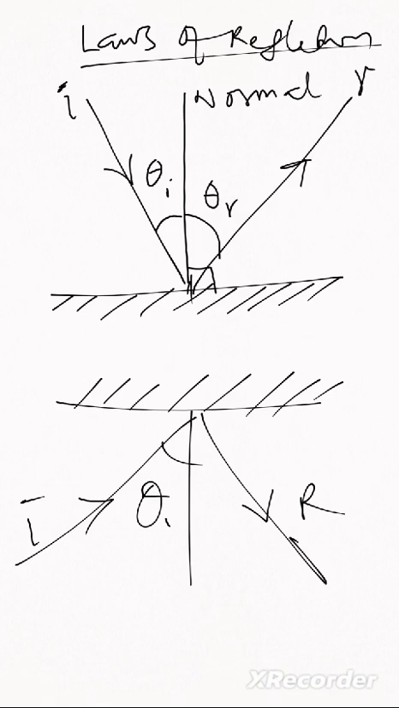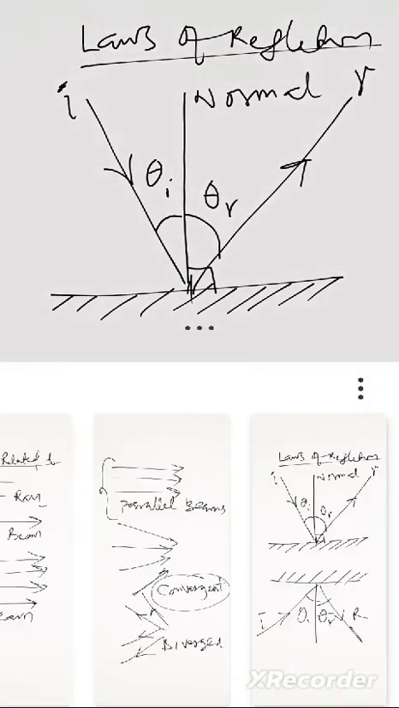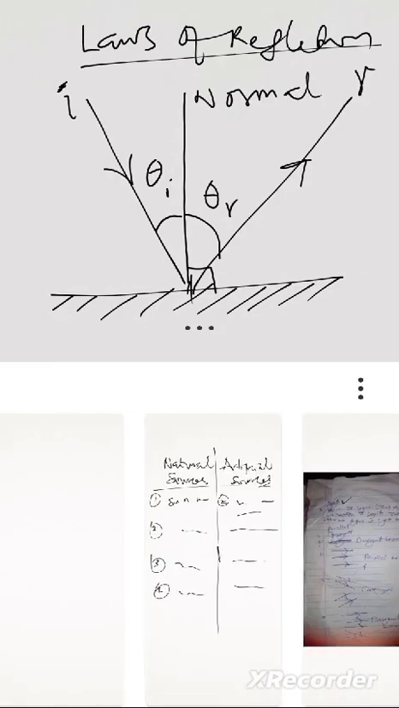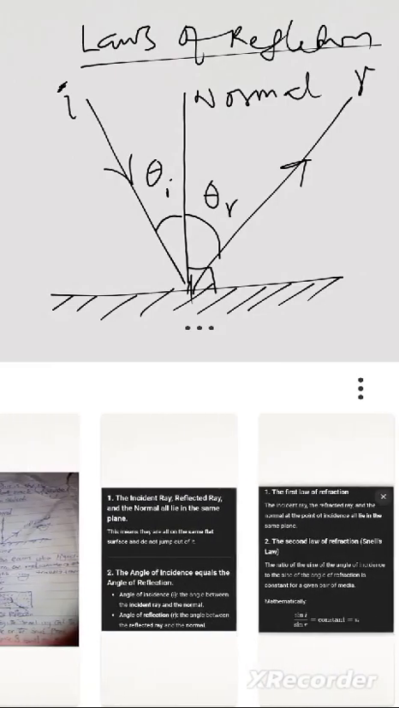Incidence. While this angle is your angle of what? Reflection. Okay? Now that you have known how to draw this diagram, let's see what the laws of reflection are talking about.